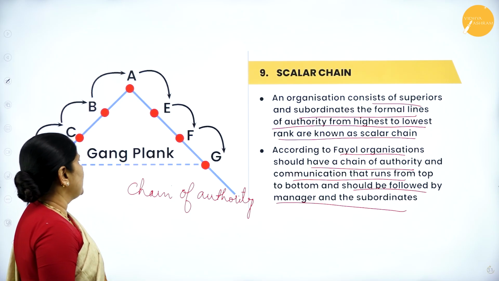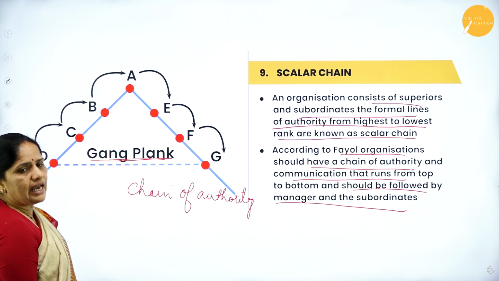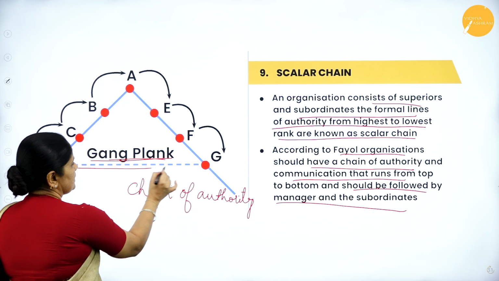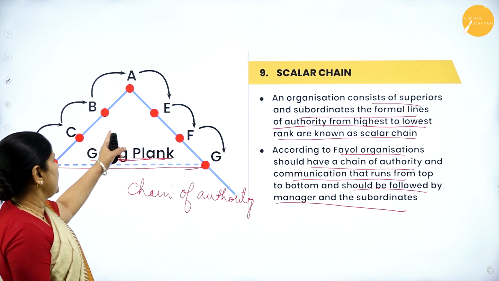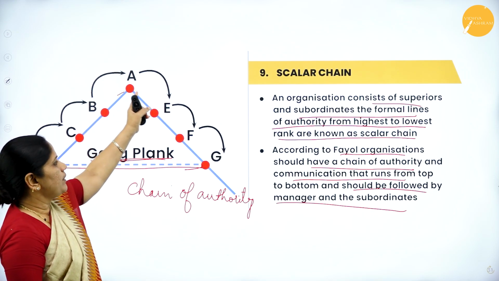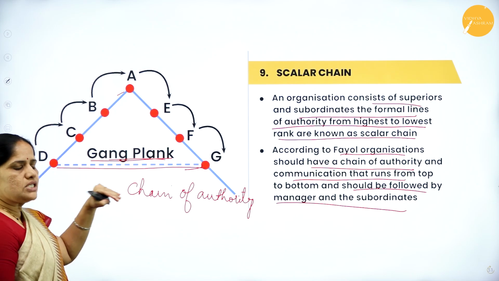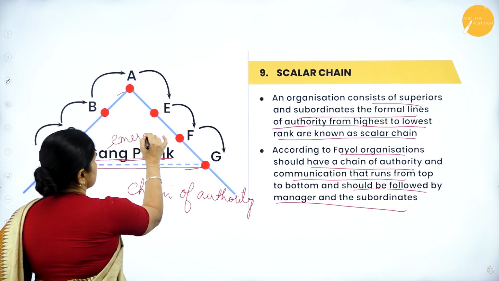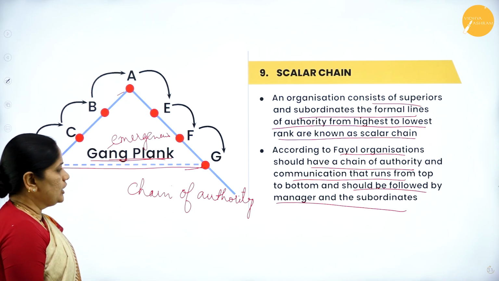So in case of emergencies, we can have a gangplank. Gangplank means communication between the employees of the same level. You cannot wait for the communication to go from here to here. So in between, if you can communicate with the employees of the same level, this can be done in emergencies. So in case of emergencies, a gangplank can be used.